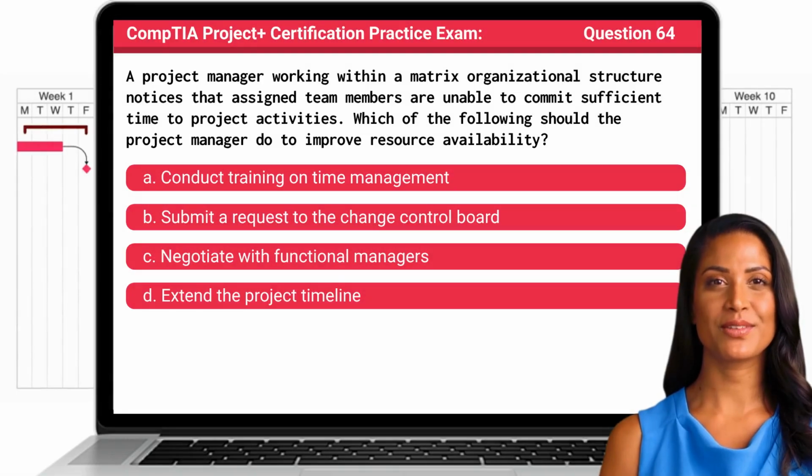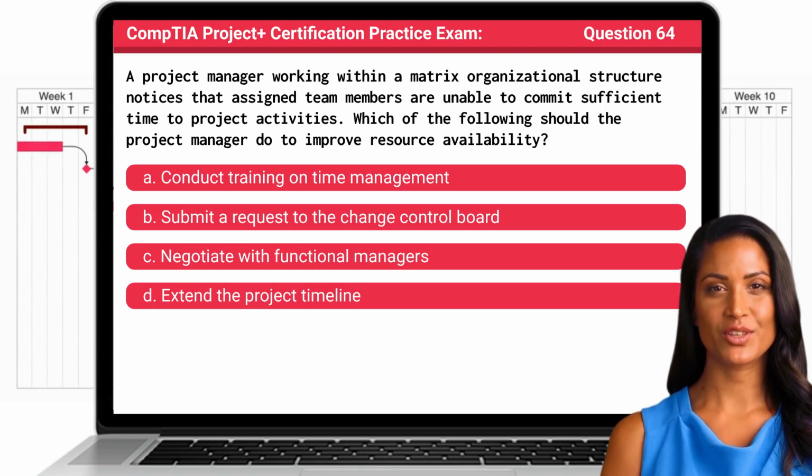Question 64. A project manager working within a matrix organizational structure notices that assigned team members are unable to commit sufficient time to project activities. Which of the following should the project manager do to improve resource availability?